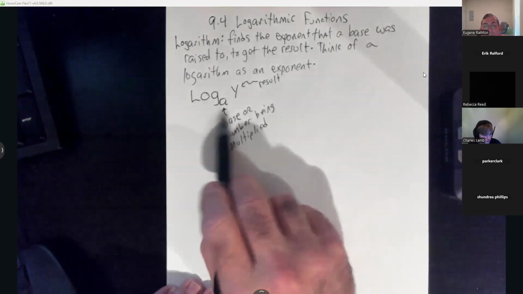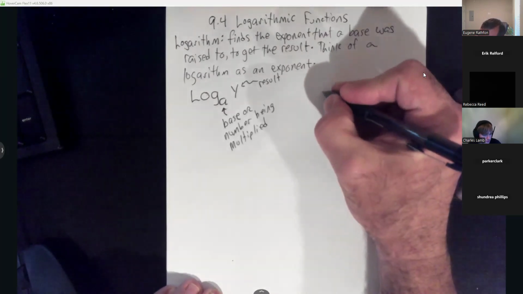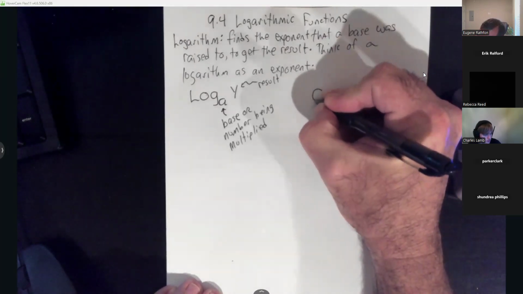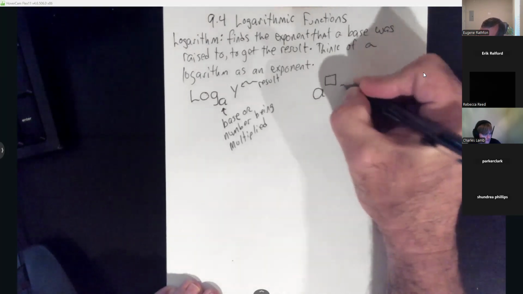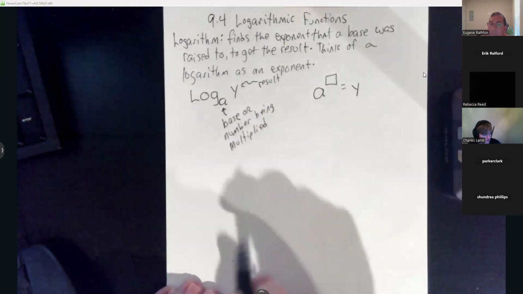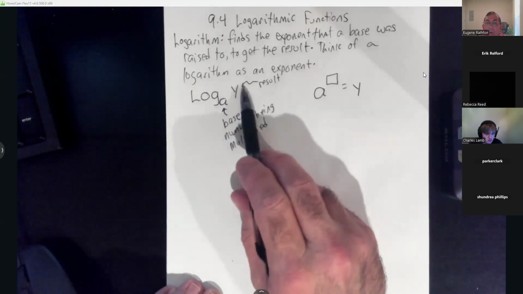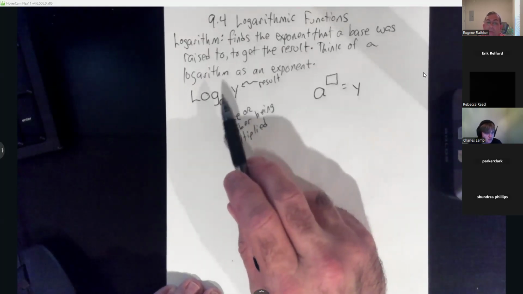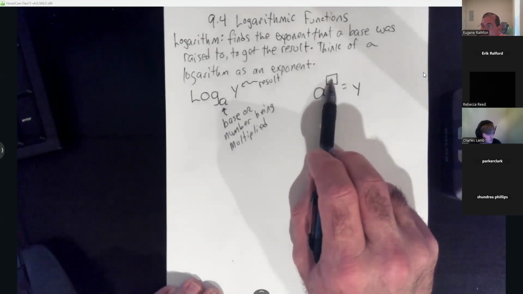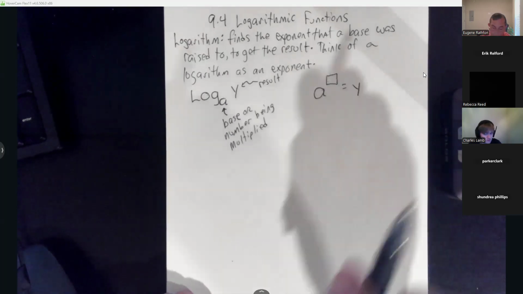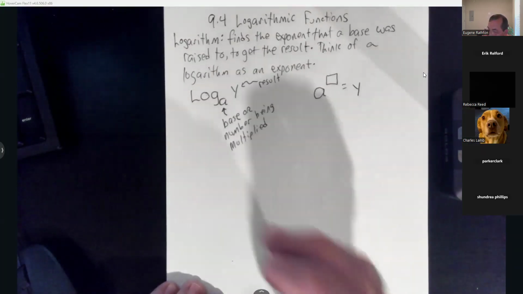So what we look at, this logarithm right here, what it's going to find, you can treat it like this. A to some exponent is going to equal Y. So we're going to know the base. We're going to know the result. When we plug this in, it's going to find me the exponent right here, okay? So let me give you a couple examples so that y'all can see what I'm talking about.